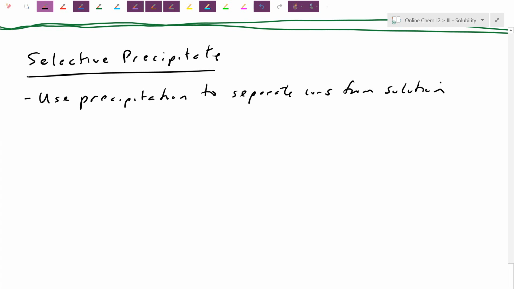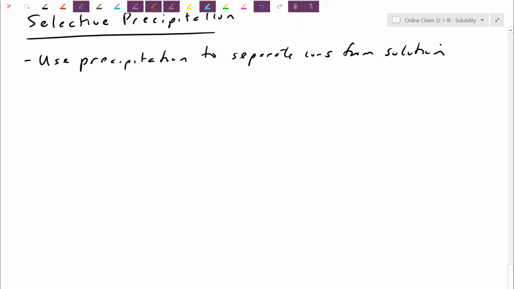They're all together. But what we're going to do is we're going to be adding random salts here. And as I add those random salts, if it's a solid and it ends up crystallizing out, I can end up separating that from solution. Selective precipitation. Okay. So let's just do this by way of an example here.